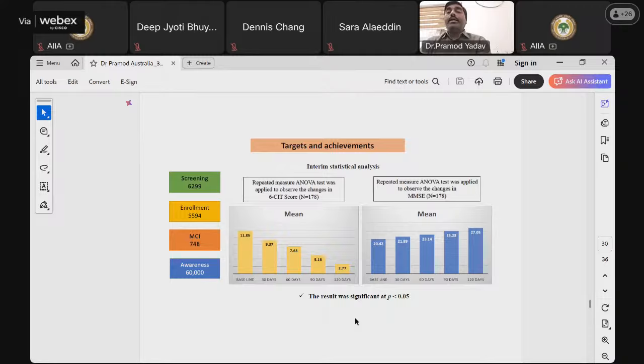And we found on the basis of the statistical analysis, that is repeated measures ANOVA test, there was a difference at the baseline and after 120 days of intervention. The intervention was given for 120 days. The scores, you can see that the baseline reading is 11.85, which decreased to 2.77 in case of the 6 CIT cognitive impairment testing scoring. And further on the MMSE scale also, the improvement was seen and the result was statistically significant.